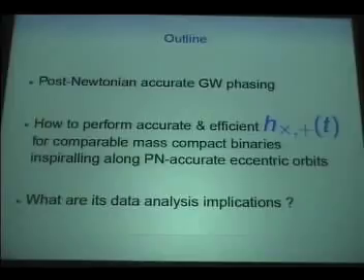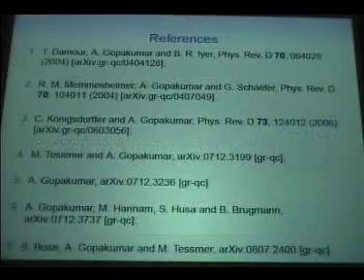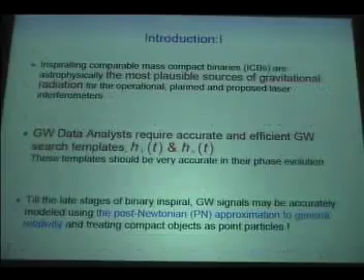Things are ongoing there. Okay, so these are the references. I'm going to skip that. Okay, so let me have the customary introduction.